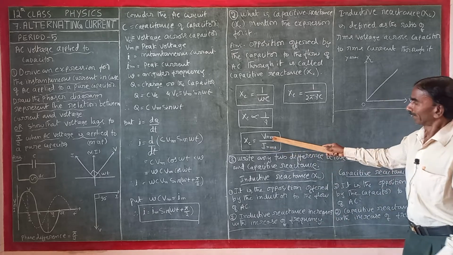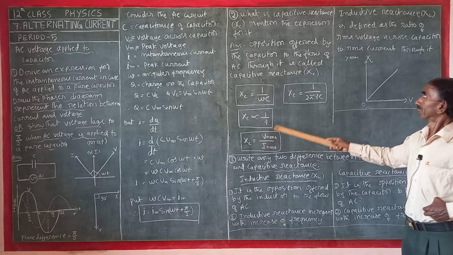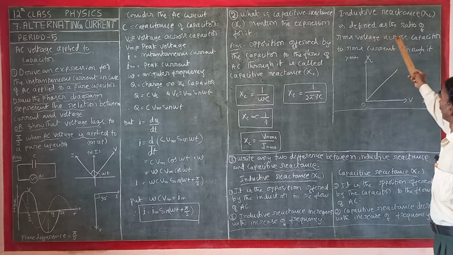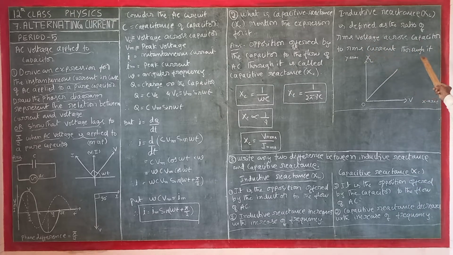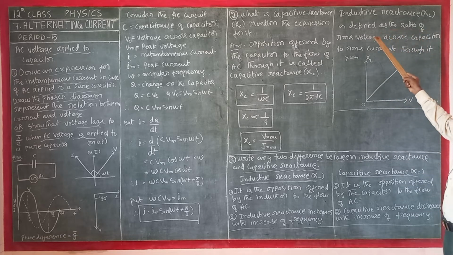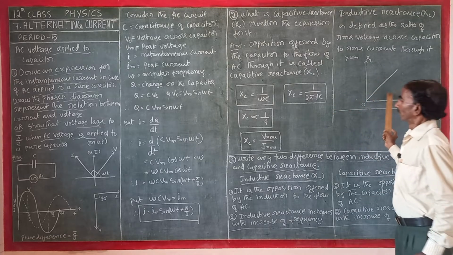So Vrms by Irms is the ratio of the root mean square voltage to the root mean square current. Capacitive reactance is defined as the ratio of the RMS voltage across the capacitor to the RMS current through it. This is the diagram, and it is very important. You have to write this.